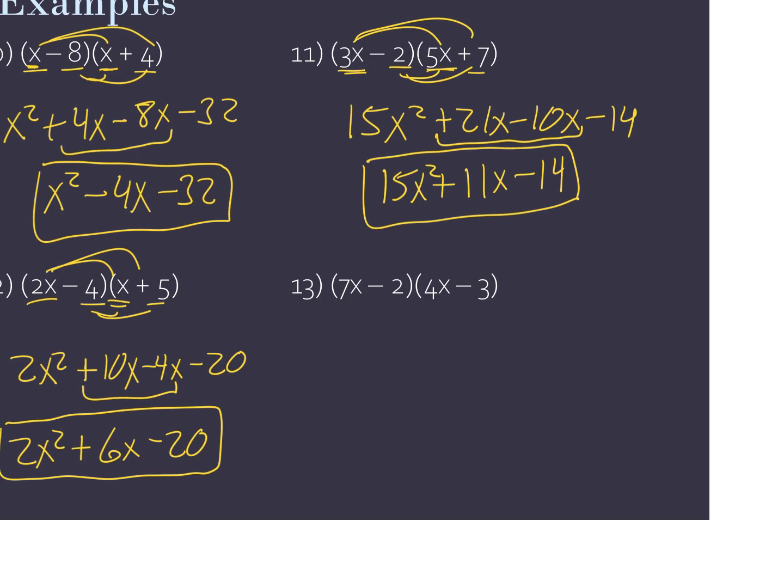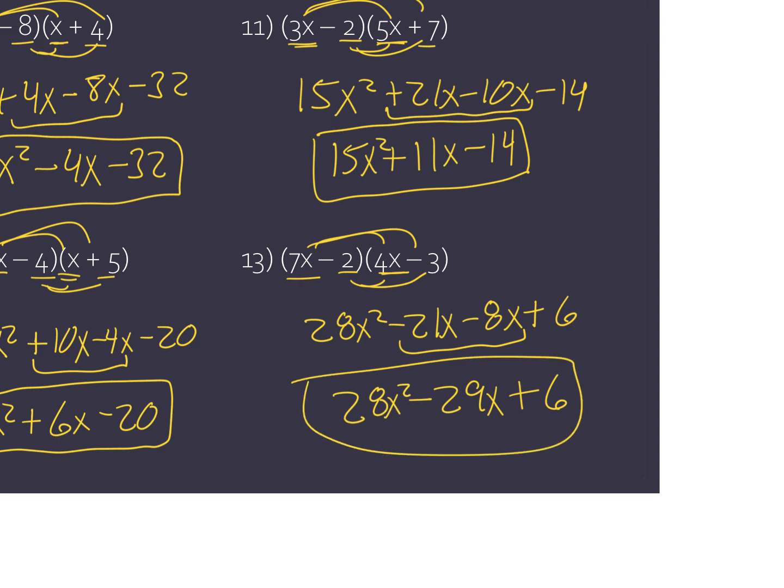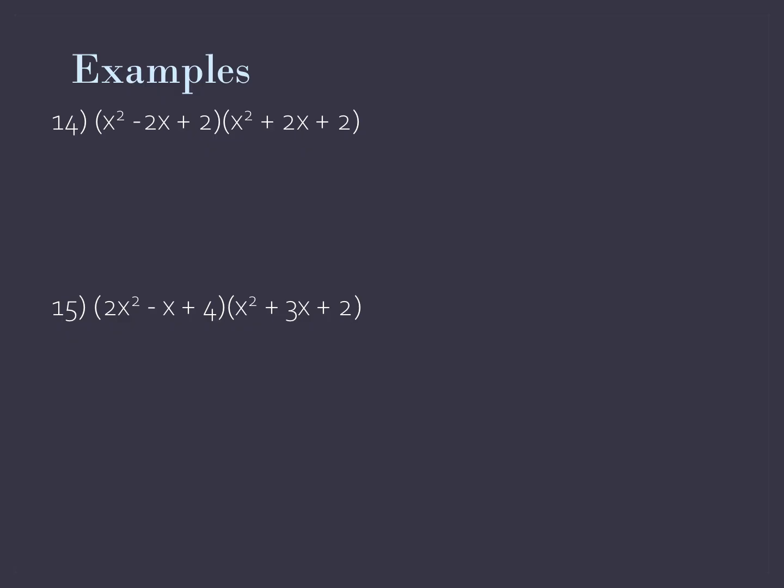All right, now number 13. Again, foiling: first times first is going to get me a 28x squared. Outer times the outer is going to get me a negative 21x. Inner times the inner is going to get me a negative 8x. And last times last is going to get me a positive 6. All right, and then combine your like terms. It's going to get me a negative 29x. And then bring everything else down with it. Right? And that's all you have to do with foiling.